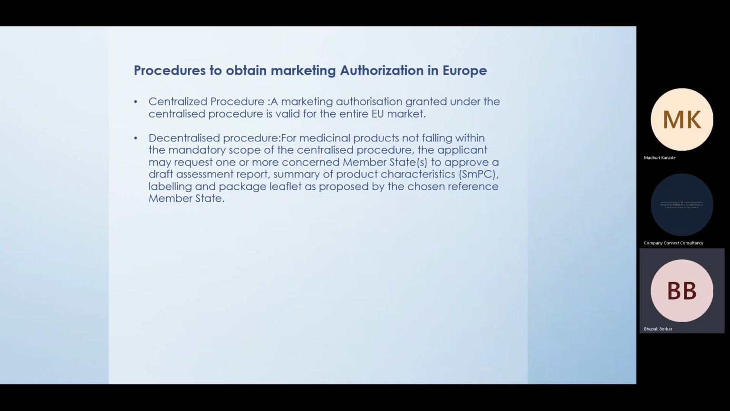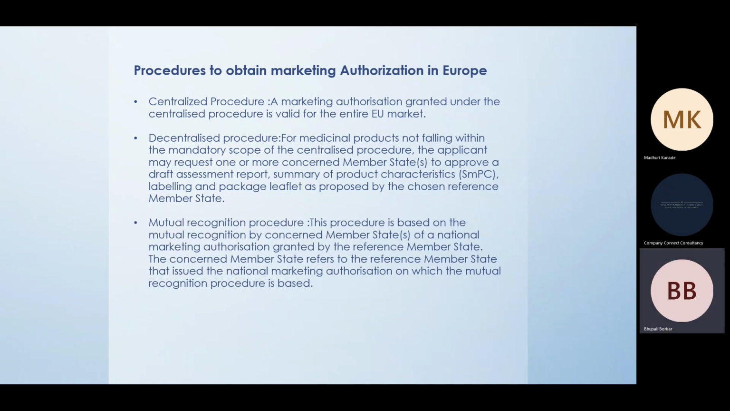The CMSs are going to evaluate it, and whatever comments they have, they will give to the RMS. By discussing with each other, the final decision is given whether to grant permission to market the product or not. Once you get the grant, you can sell the product in all your CMSs and your RMS as well. So in the decentralized procedure, you don't have any right to first market your product, but you select one country and you select other CMSs.